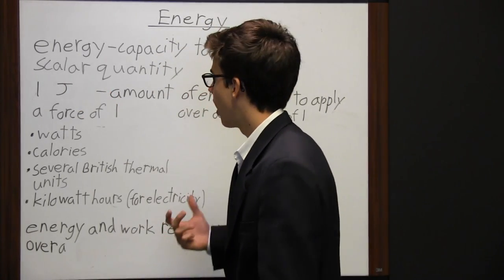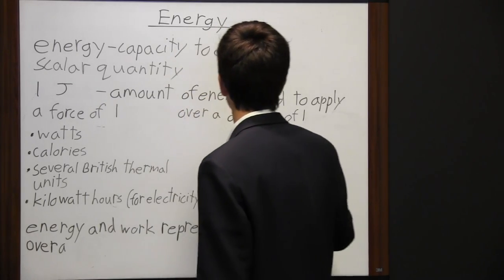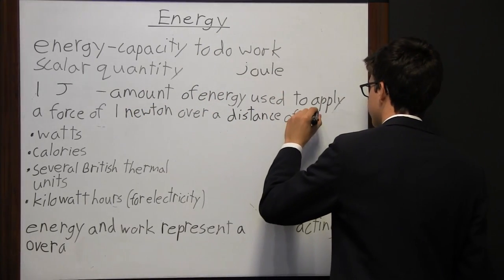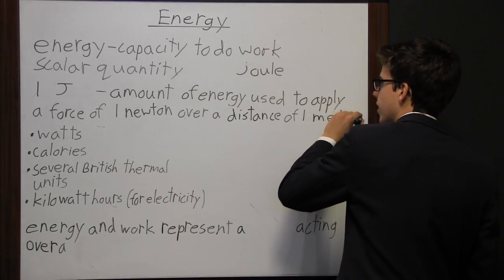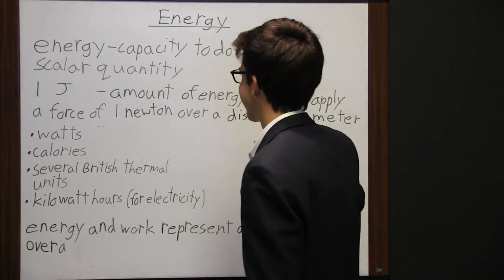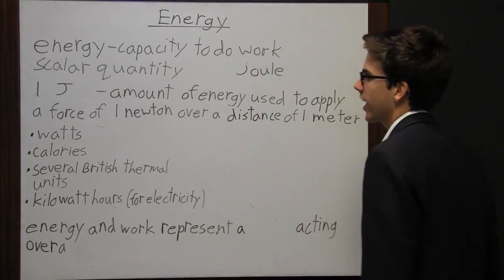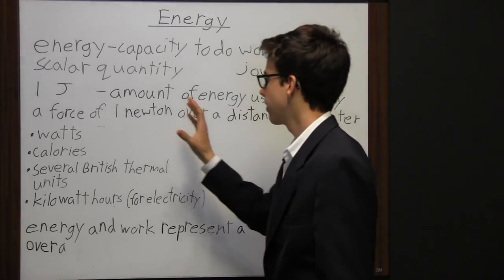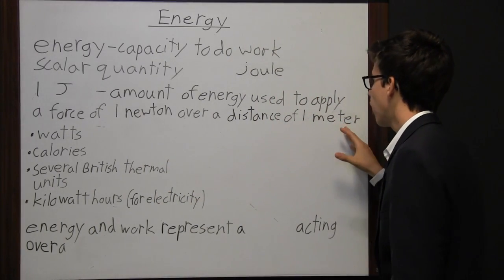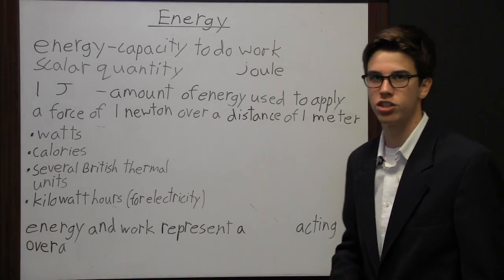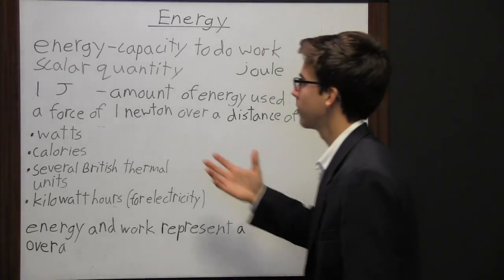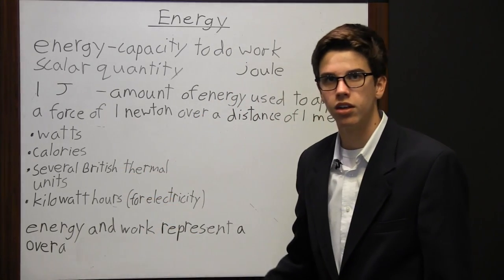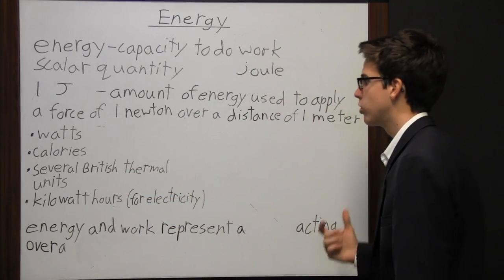So to give you an idea of the unit joule. One joule is the amount of energy used to apply a force of 1 newton over a distance of 1 meter. So notice here that it applies both force and distance to come up with one single unit. Now you may be thinking, I said this was a scalar quantity, so direction didn't matter. Well, that's true, because say you're pushing a box and you give it 1 newton of force, it does matter how far you pushed it, but it doesn't matter whether you push that box north, south, east, or west. So that's what we mean when we say it's a scalar quantity. It matters how hard you pushed it, but it doesn't matter in which direction you pushed it.